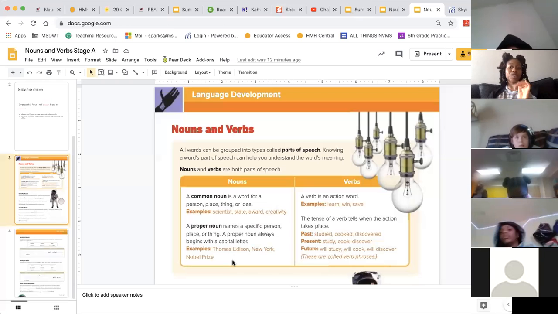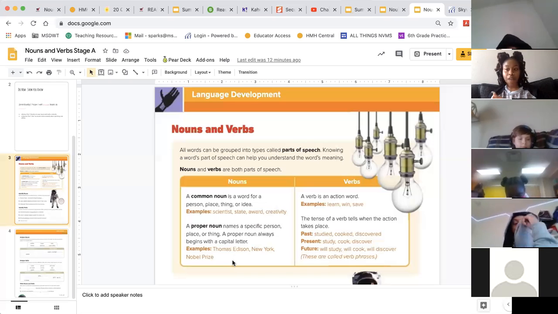Forever 21, Target, Walmart. Do you guys all see that those proper nouns have capital letters? That is how you can tell, if it's capitalized, that it is a specific place. Yes, Fox Hill, that is a specific elementary school. Good. All right, let's move on to verb.